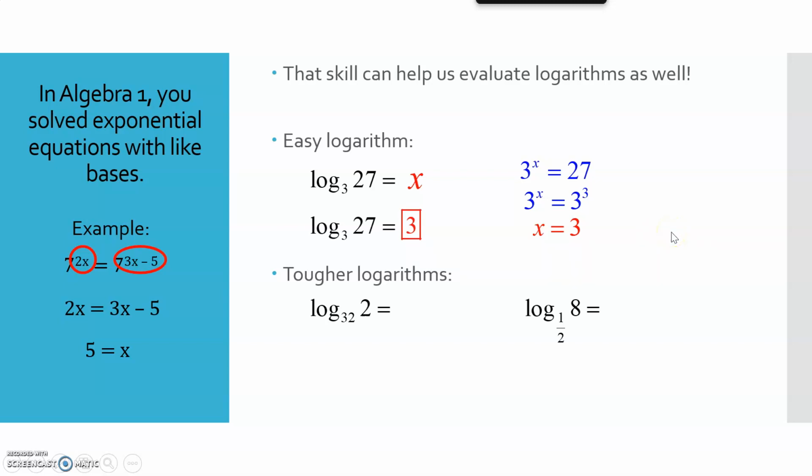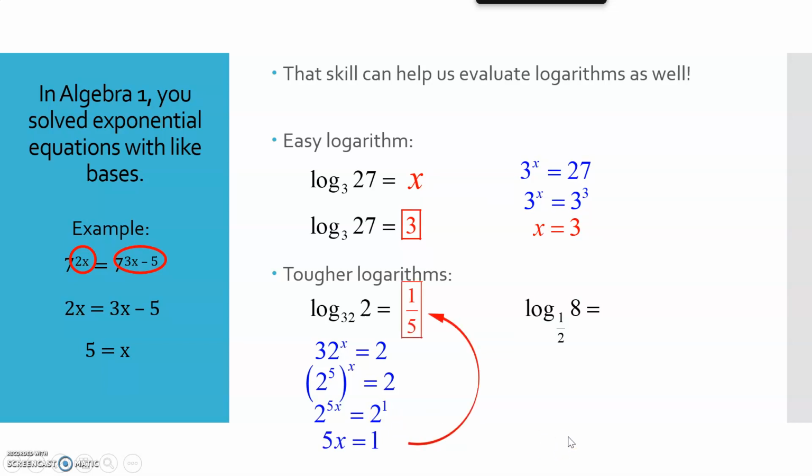You don't have to use this strategy on easy logarithms, but on tougher ones you might want to. Like down here. Base 32, with what exponent, that's what we're looking for, is equal to 2. Let's rewrite 32 as 2 to the 5th power. And then we multiply exponents. Once the bases are the same, we equate the exponents and solve for x. Log base 32 of 2 is equal to 1/5. In other words, the 5th root of 32 is 2.